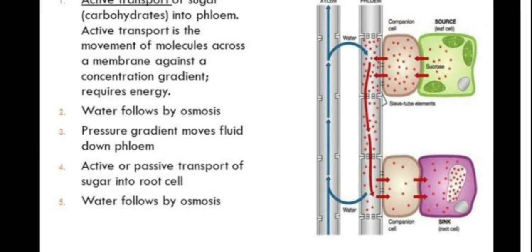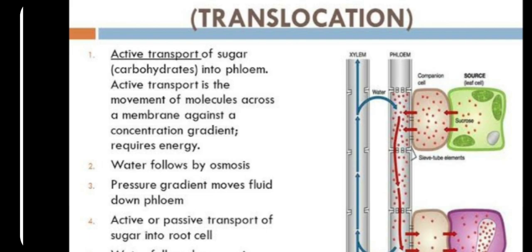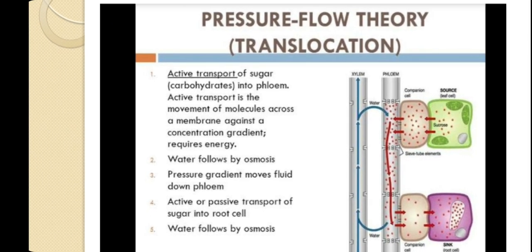So this is how the mass flow hypothesis works. Mass means something in large amount, that we call mass flow. So sucrose and water in large amount is creating a pressure, and it is going downwards. So that's why it is called the mass flow hypothesis. I think it is clear now. So let us read some points here.